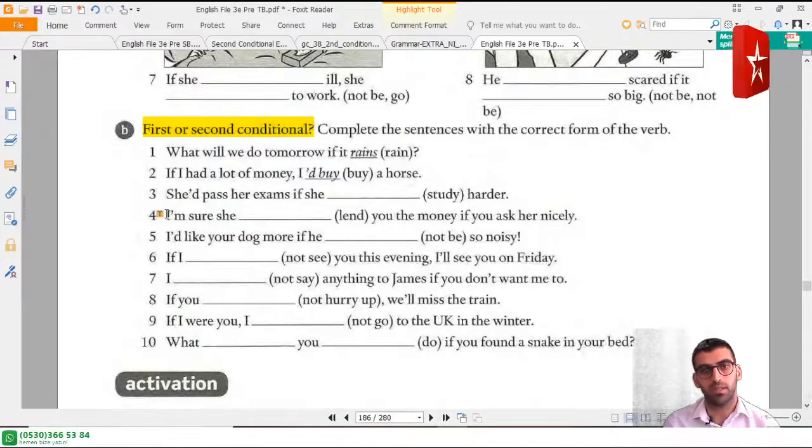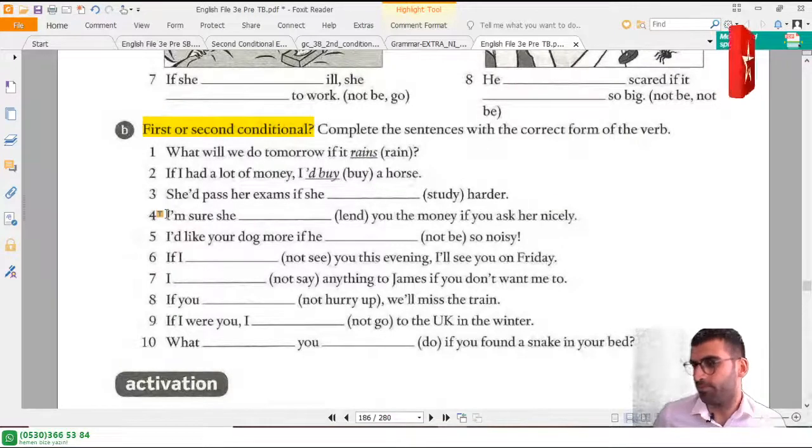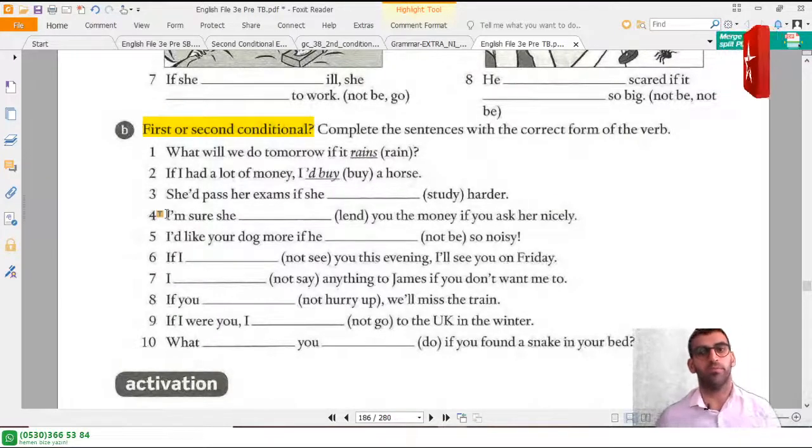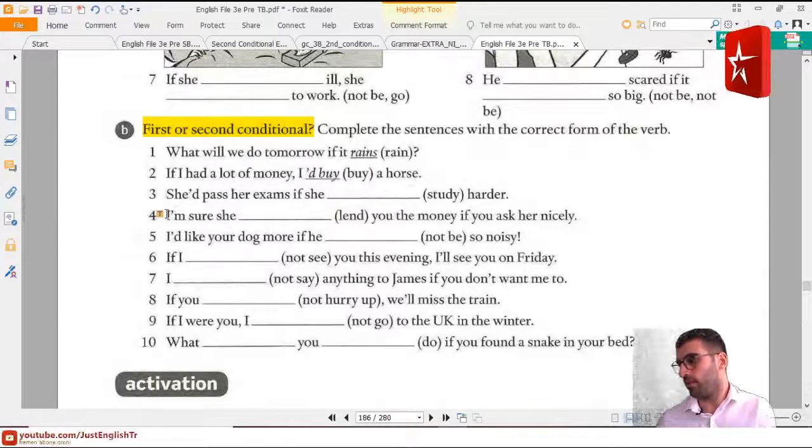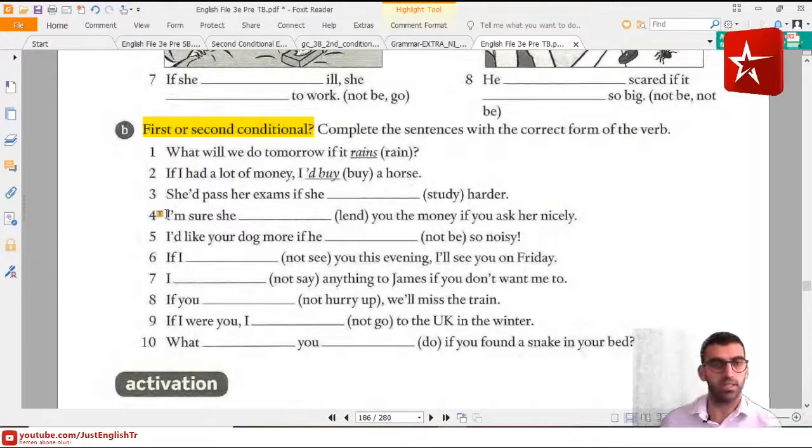Yes, number 3. Which one? Second conditional. Second would buy. If she would pass her exams. Okay, she would pass her exams if she what? Number 3. I'm waiting for your correct answers for number 3.